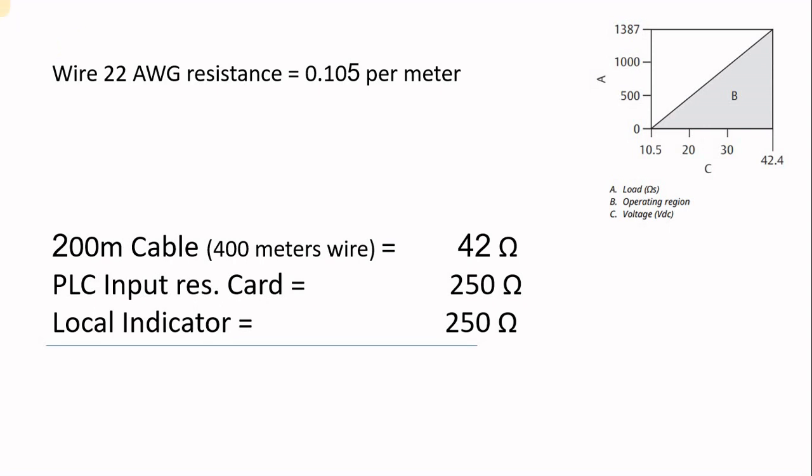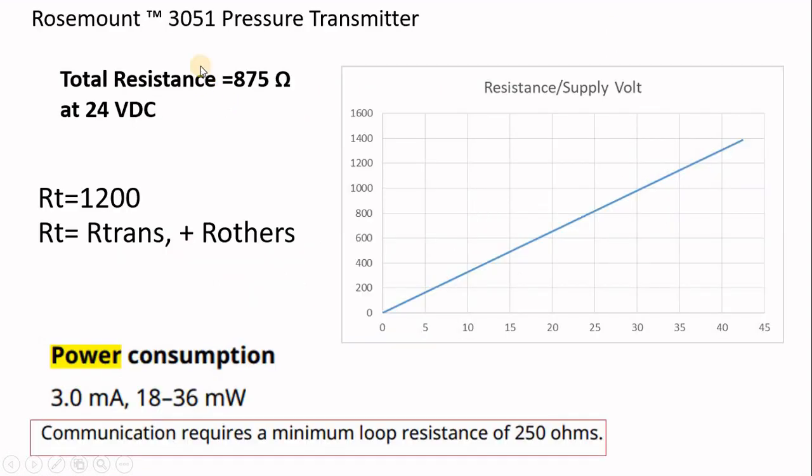Now we go into our wire. Our selected wire is 22 AWG. The resistance is 0.1 ohm per meter. If you have a cable of 200 meters between the transmitter and your PLC, that means it's a 400-meter wire, so the total resistance is 42 ohm. If your PLC input resistance is 250, and you have a local indicator of 250, that means your total resistance is 542 ohms.